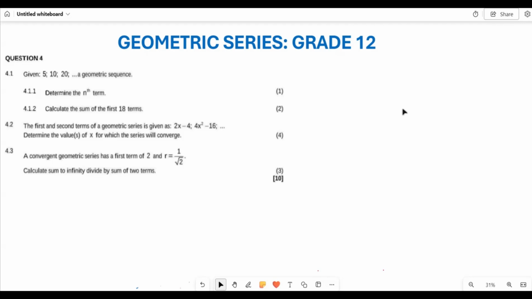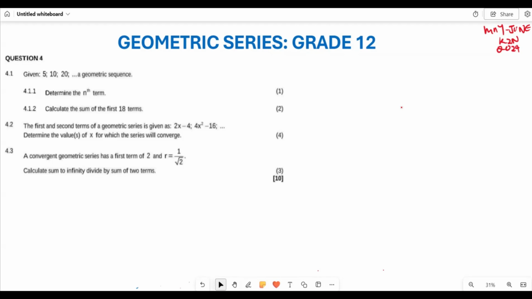Now, what we are doing now, we are looking at our geometric series, right? So we are trying to understand different types of past papers that cover the concept of geometric series, right? So this was a paper, I think this is May, June prep from the KZN province. I think it was from the year 2024, right? Yes. So now we are looking at this particular question.